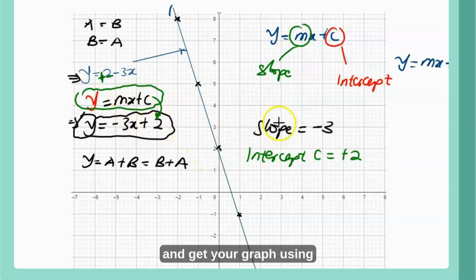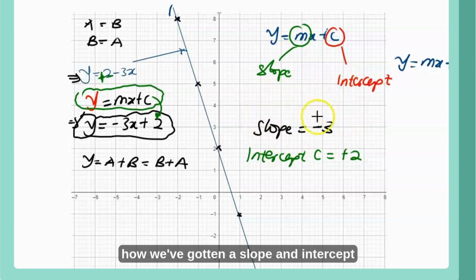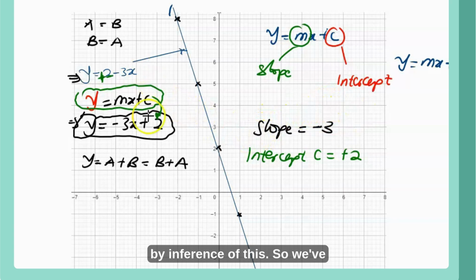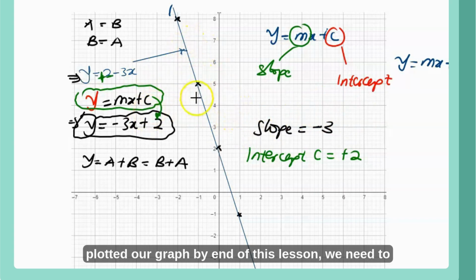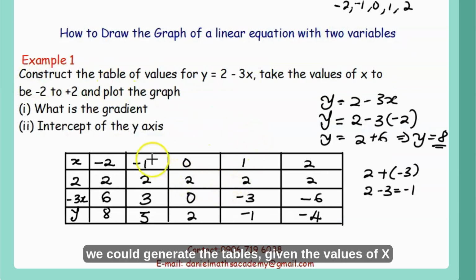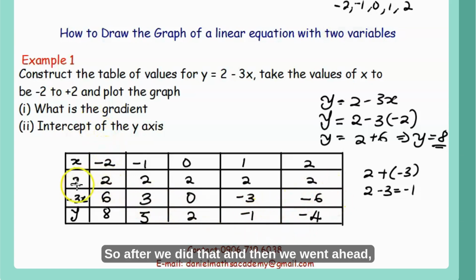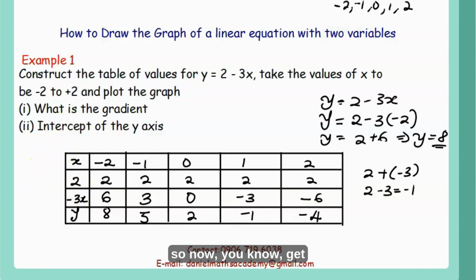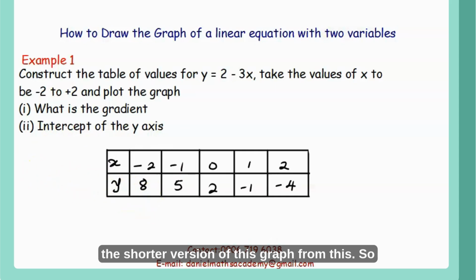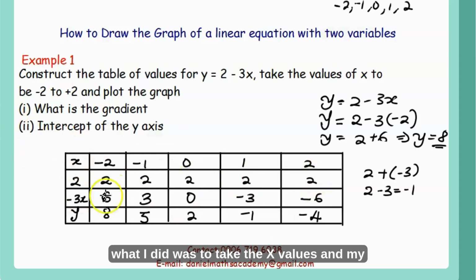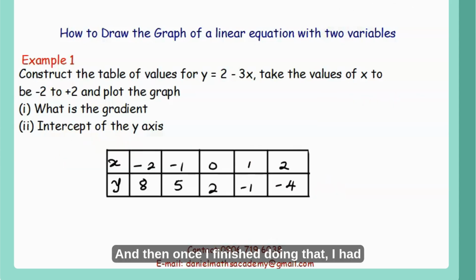From the graph, you could compare and get your graph using the equation, or you could also use the slope method, but that's beyond this class. For now, this is how we've gotten our slope and our intercept by inference. We've plotted our graph. In this lesson, we generated the tables given the values of x from minus 2 to plus 2, and then we filled in the tables. I took the x values and my y values, and once I finished doing that, I went ahead to plot my graph.